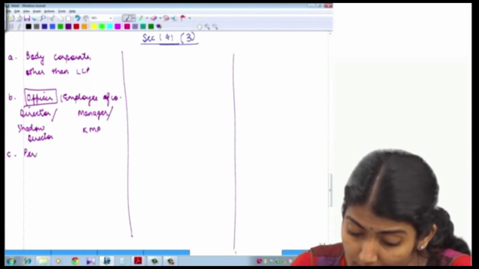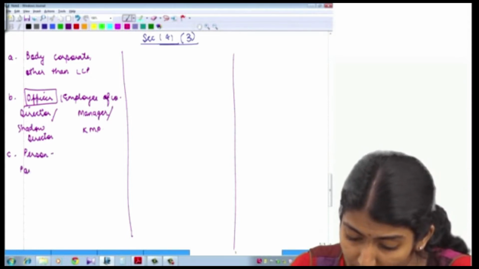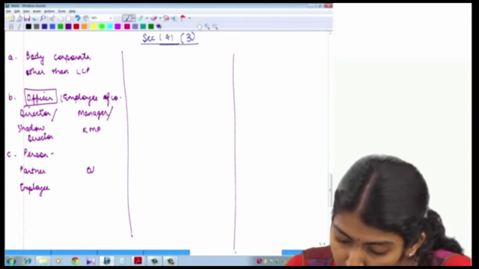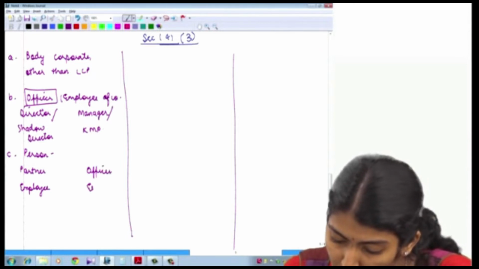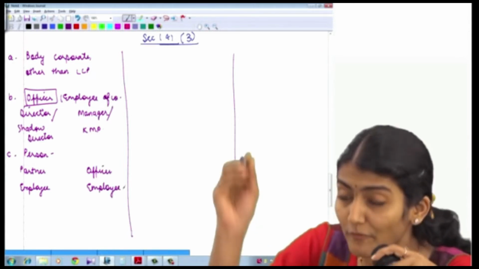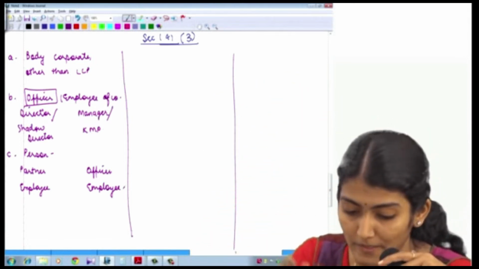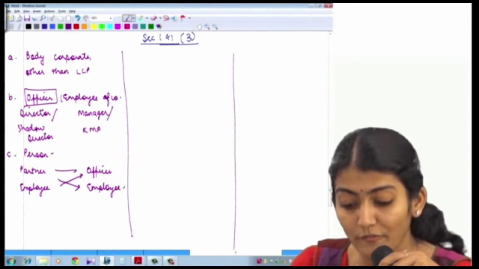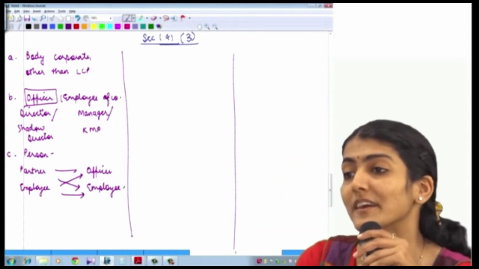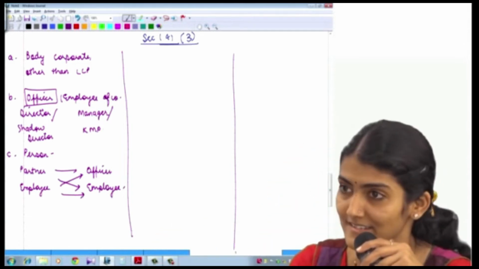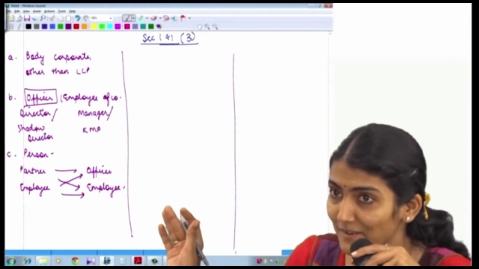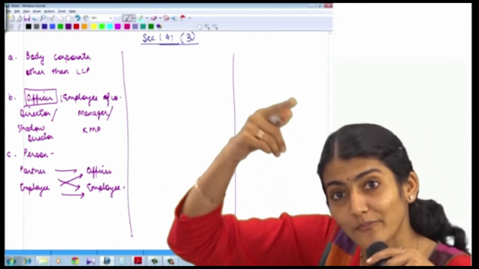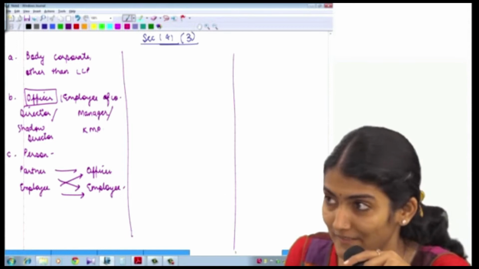What does it say? A person who is a partner or who is an employee of an officer or employee of the company. Now what are the 4 points they've given over there? See, they are so interesting, people. Partner of an officer of the company, partner of an employee of the company, employee of an officer of the company, employee of an employee of the company. Normal people can't understand. Others are chartered accountants. You understand? No. What does it say? Partner of an officer, partner of an employee, employee of an officer, employee of an employee of the company.